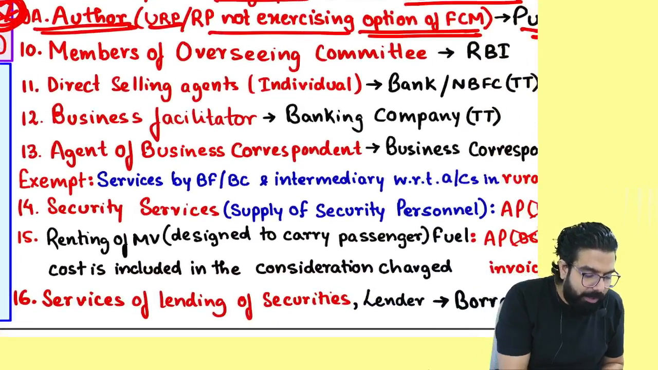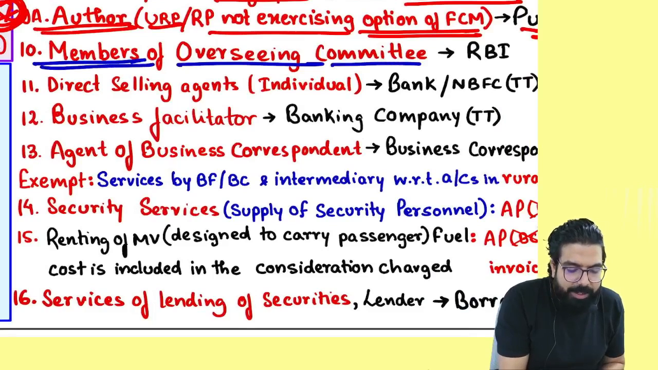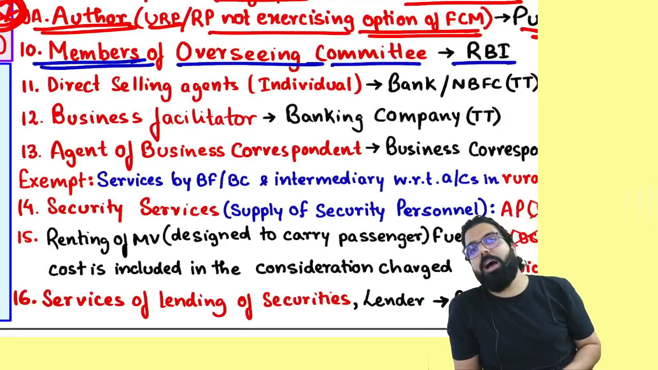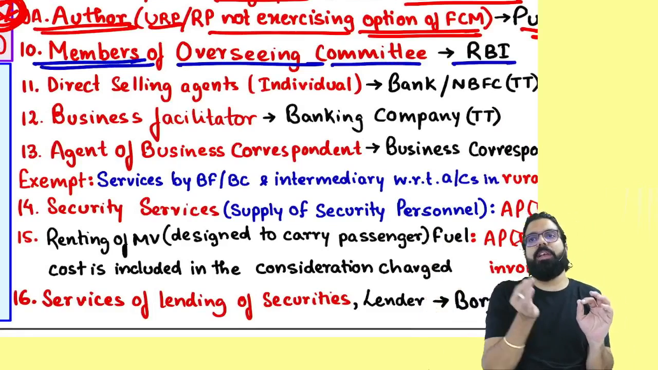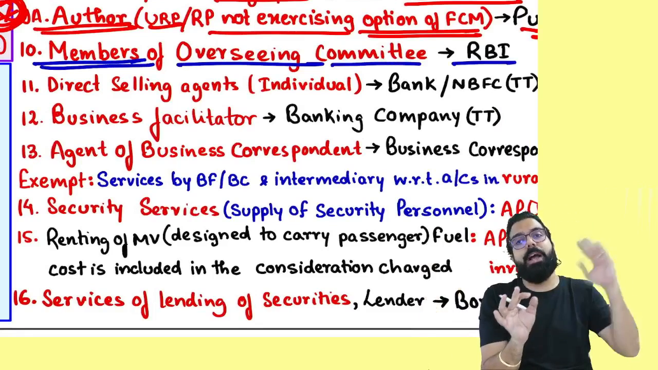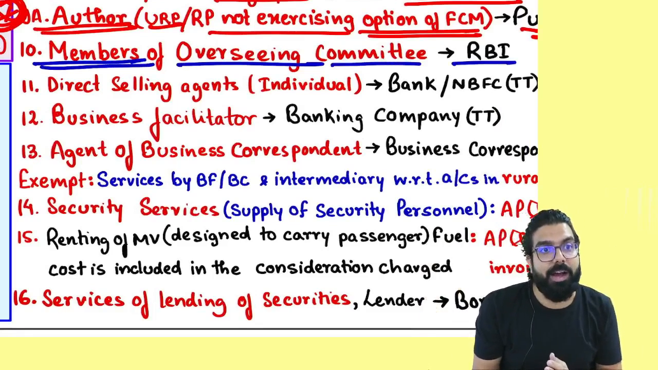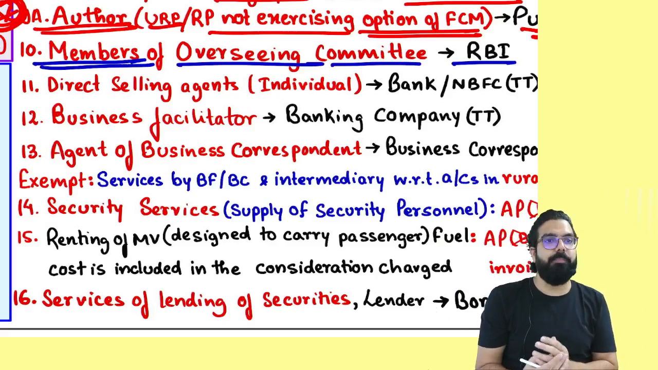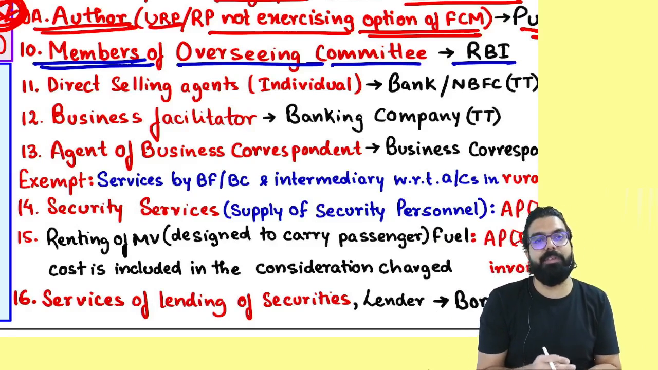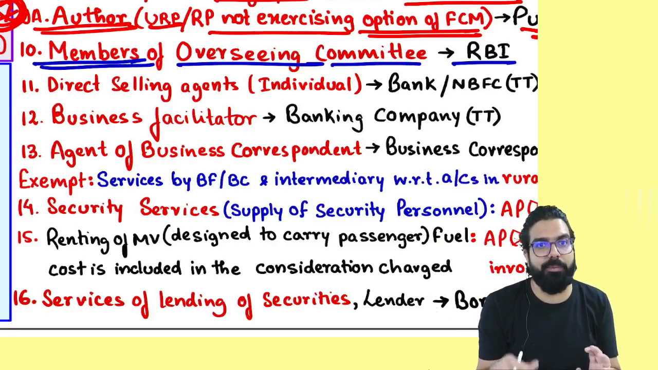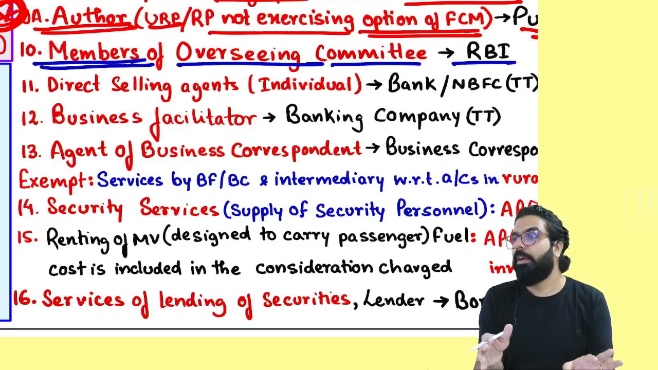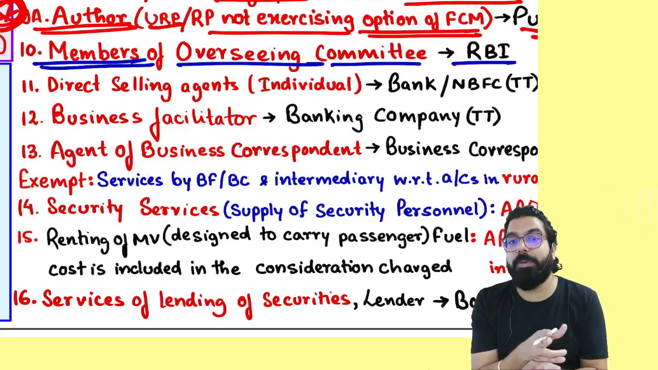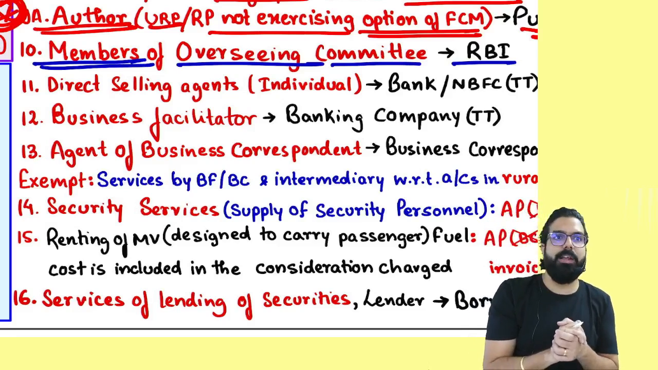Next. Whenever members of the overseeing committee are giving services, to whom? RBI. Remember, members of the overseeing committee giving services to RBI. RBI will pay GST under RCM. They will tell you in the exam. Members of the overseeing committee giving services to SBI. Remember there is a difference between SBI and RBI. RBI then RCM. SBI then FCM. Can I go ahead, everyone?